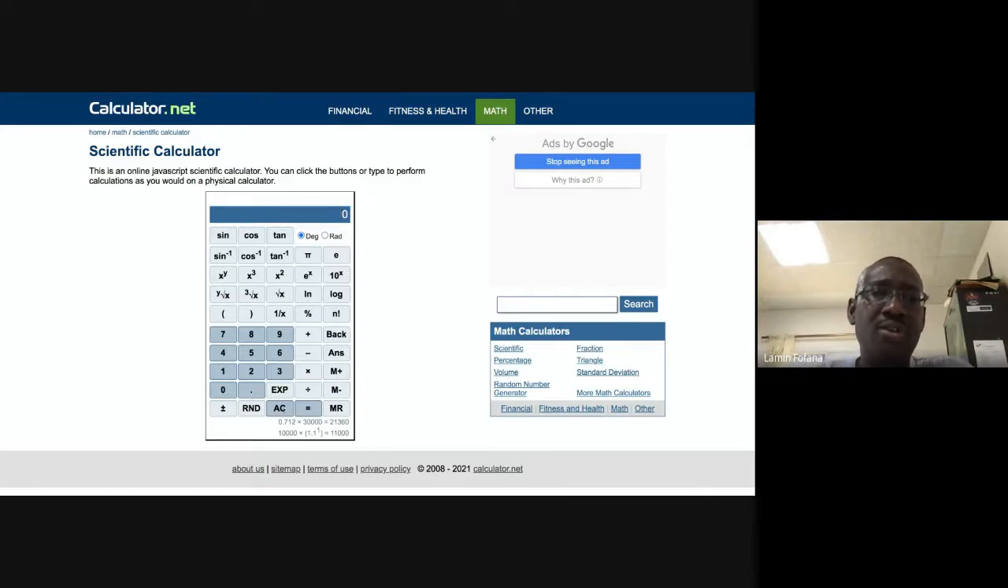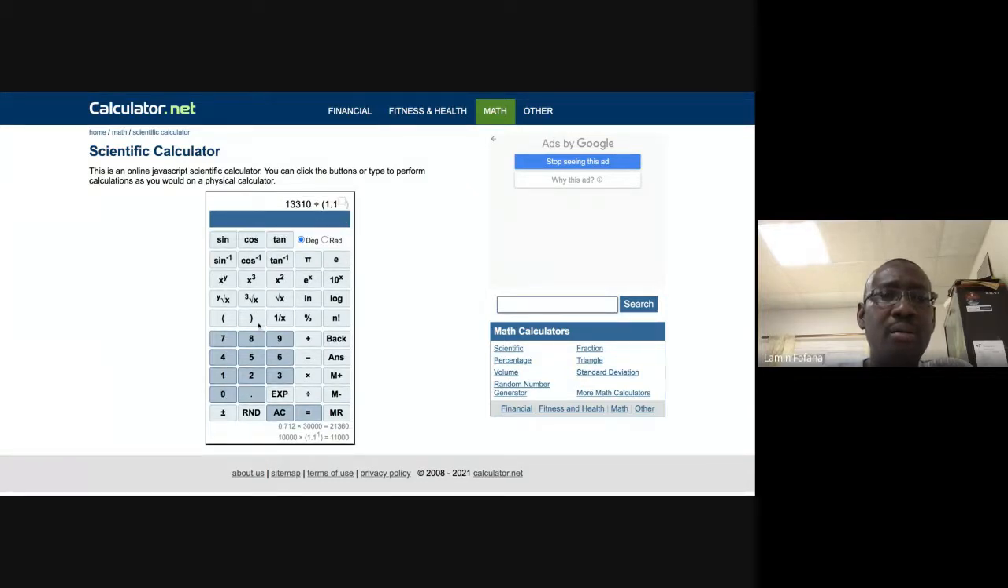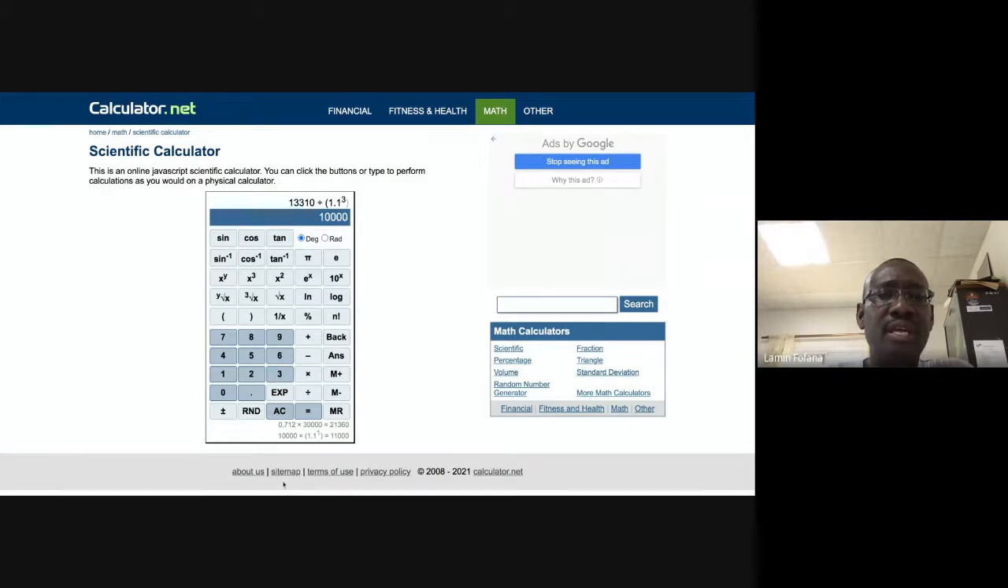So I'll just do the third year because the second year is the same, so we can move fast. Let's say we want 13,310 after 3 years, with an interest rate of 10%. How much should we invest now? So we say 13,310 divided by, bracket opens, 1.1 raised to power 3 for 3 years gives you 10,000. Is that clear? Can you do this on your calculator, please?